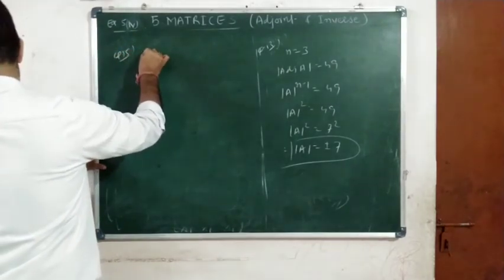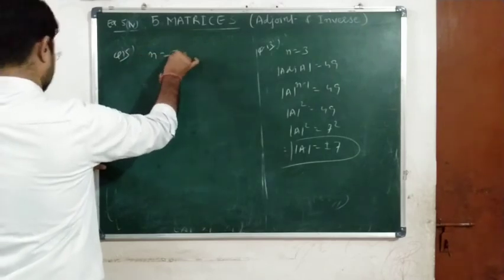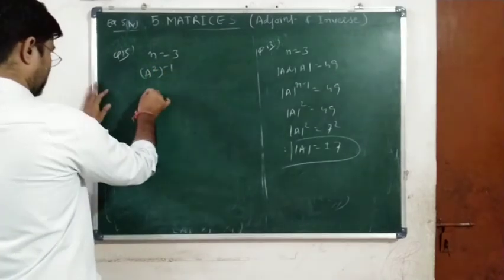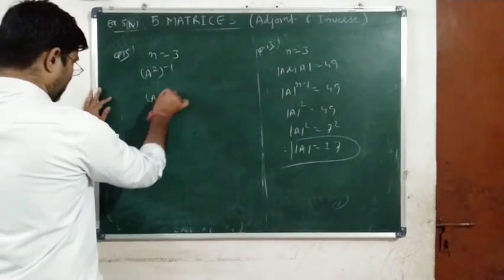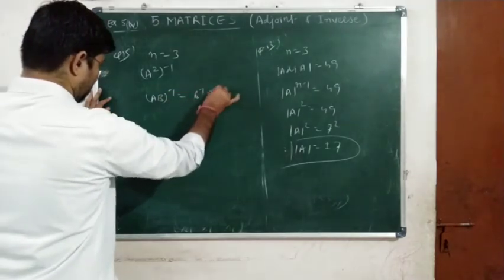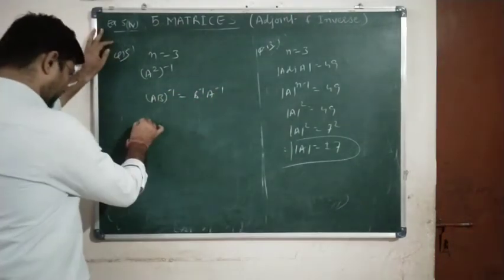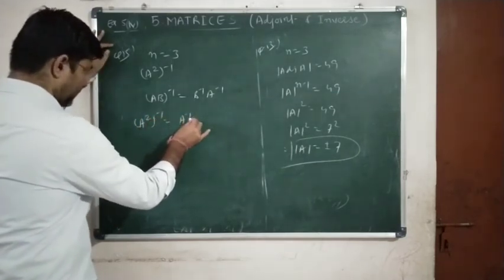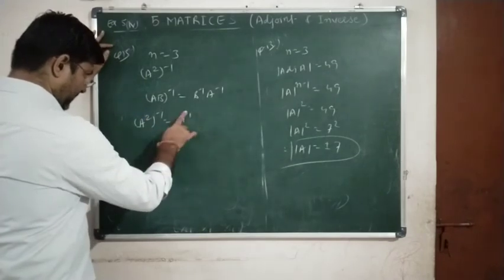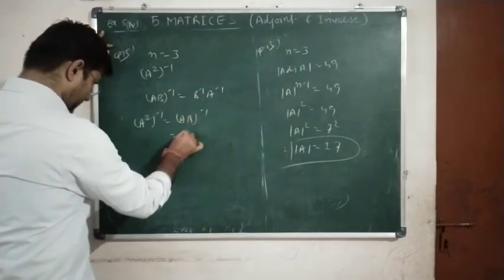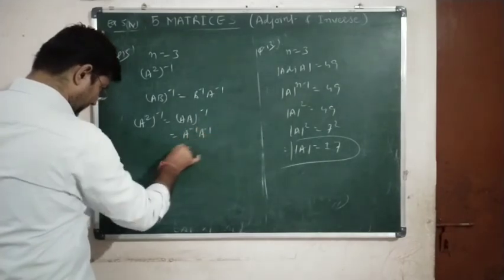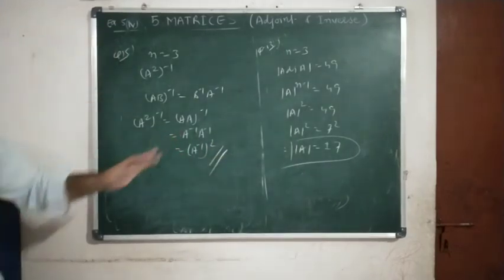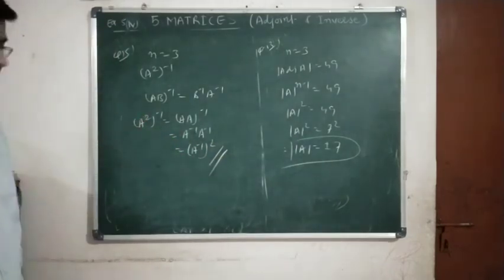Okay, order of matrix A is given to be 3. We have to find A squared whole inverse. Okay, now recall the property: AB whole inverse is equal to B inverse into A inverse. Using this property we can write A squared whole inverse is equal to A inverse, A into A whole inverse is equal to A inverse into A inverse is equal to A inverse the whole squared. Clear? So this is the answer. We have used this property over here.